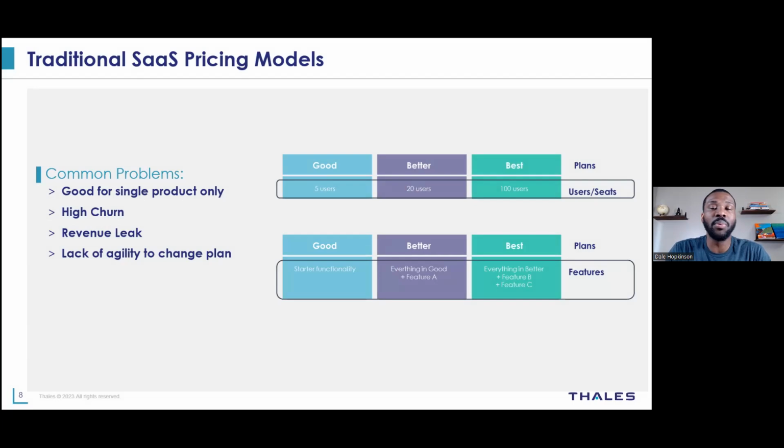The user or seat-based model, or the plan or tier model. First thing I'll say is these models are good, right? When you typically have a single product, if you're looking for product market fit, or if you're finding that first traction area, these models have both pros and cons, and they do help drive some outcomes, usually in product market fit or initial traction, right?